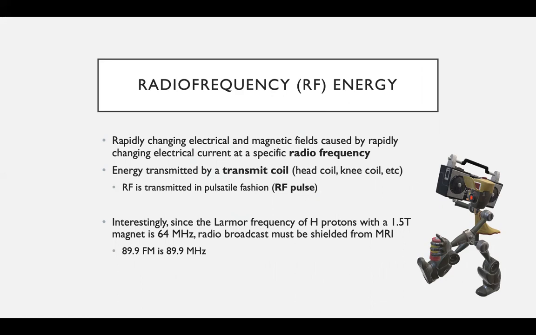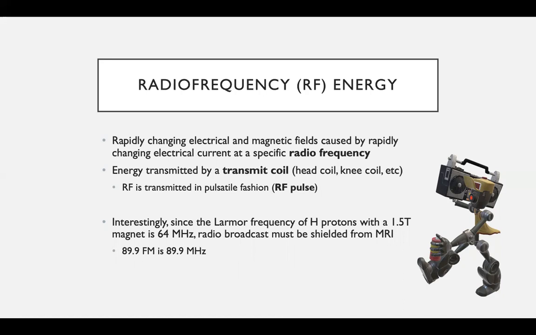And so how we produce this energy is we rapidly change electrical currents at a specific frequency, meaning 64 megahertz for most magnets, and this will transmit energy to those protons. The energy transmitted is not by our main magnet. This is transmitted by a transmit coil. These are specific coils that go on the body part of interest, such as a head coil or a knee coil. And this energy is transmitted in a very pulsatile fashion, meaning that the energy is added and then taken away.